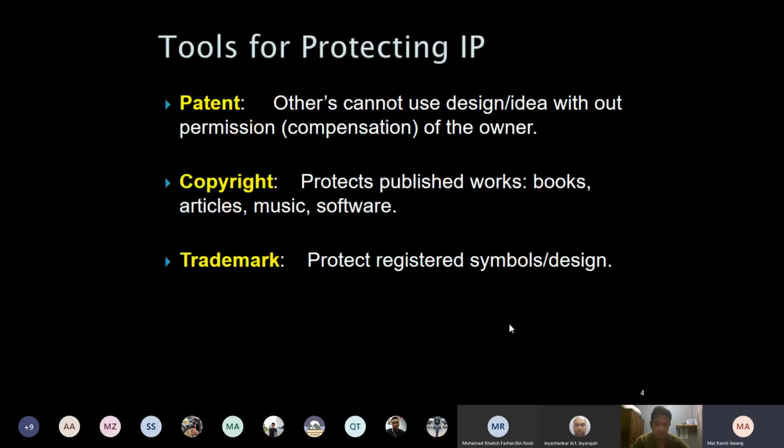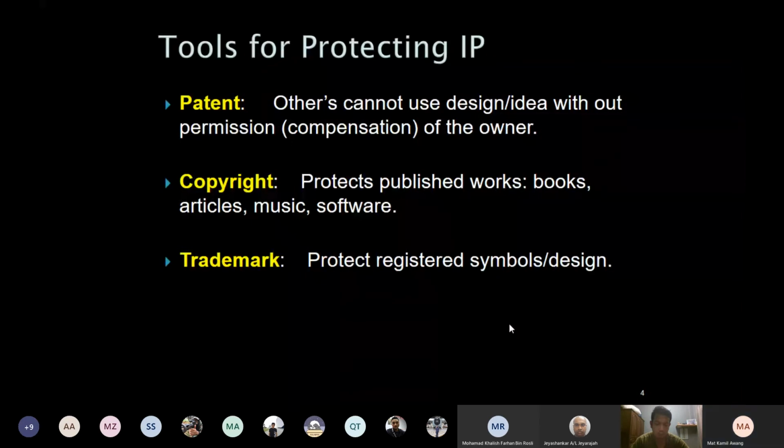What are the types of intellectual property? We have patent, copyright, trademark, industrial design, and geographical indication, but in our scope, we are interested in patent, copyright, and trademark.